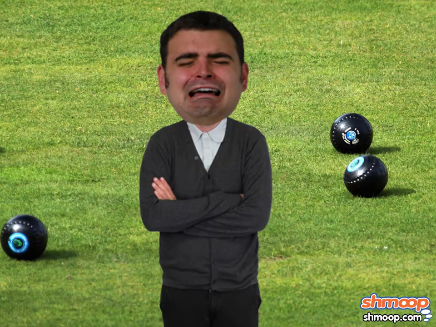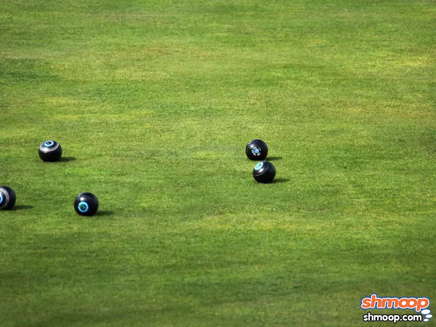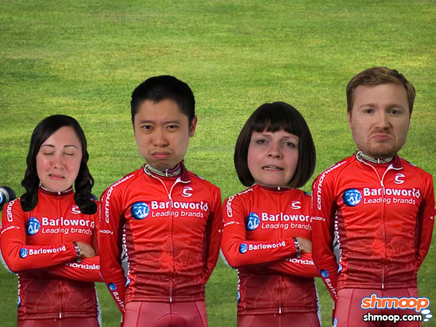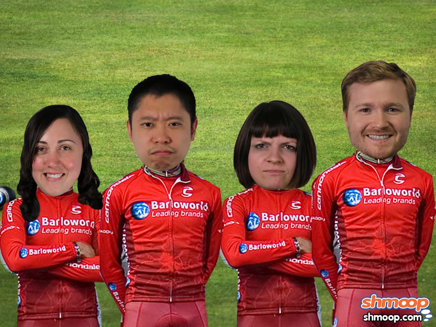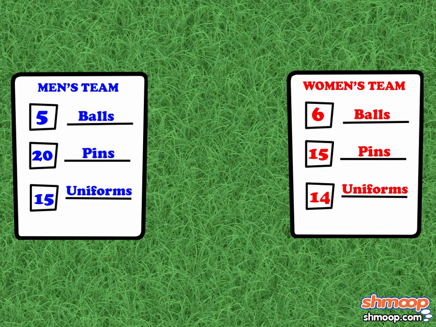Jerry is a terrible lawn bowler and wasn't able to make the team. However, everyone who did make the team felt a little sorry for him. So they decided the least they could do was make him their errand boy. The men's and women's teams have just turned in their equipment list for the season.